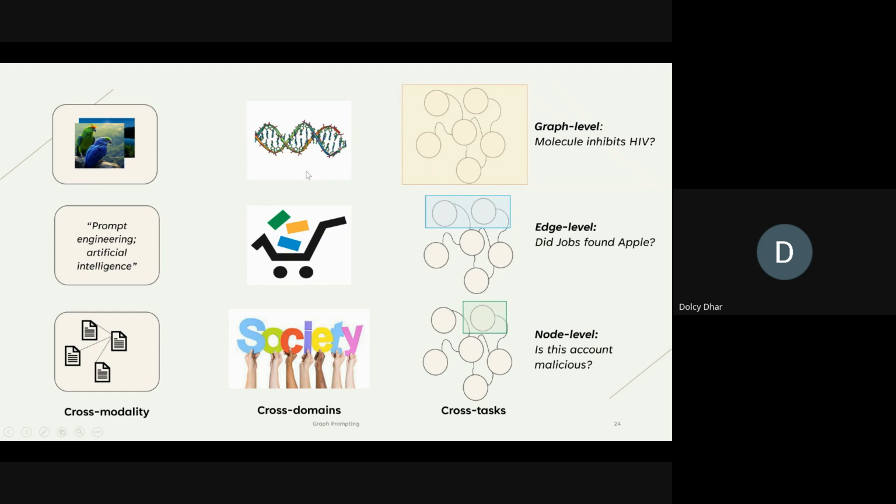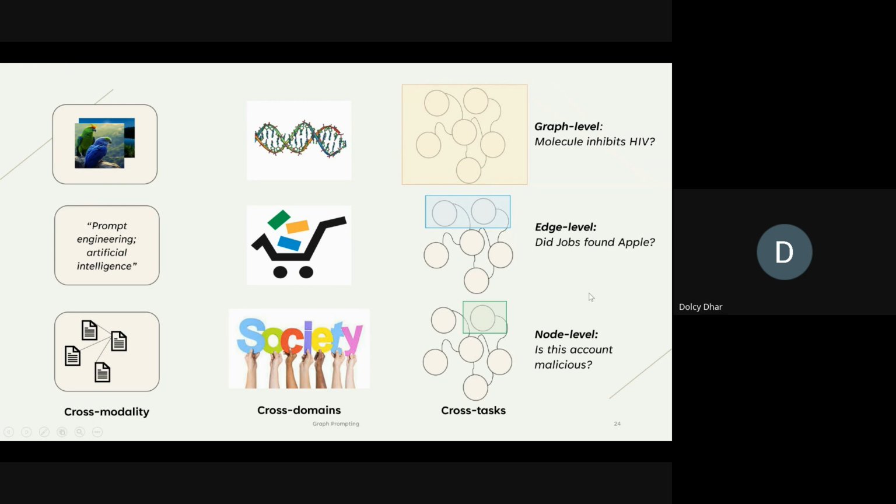Cross domains, because you can go check it out in healthcare, you can find use cases in retail, in geography, weather forecasting, social sciences, everything whatsoever. Then it gives you multiple levels of abstraction. So at a graph level, you can decide whether an entire molecule inhibits a particular disease or not. At an edge level, whether these two nodes are connected. So this node can be maybe Steve Jobs' name and his information, and this node can be, let's say, Apple.